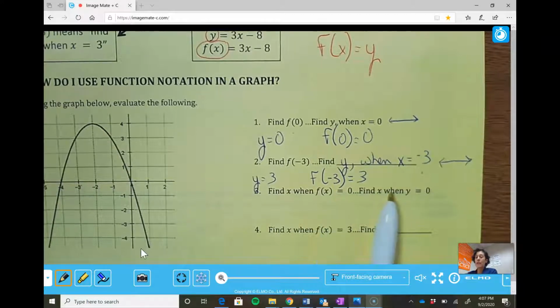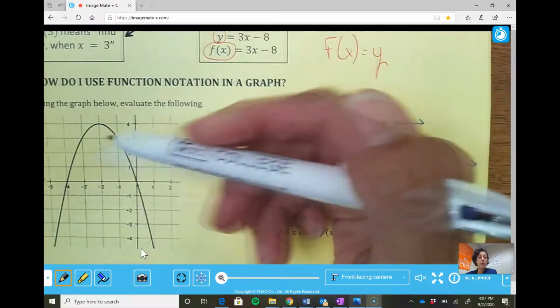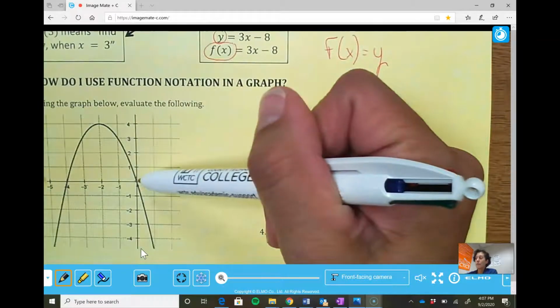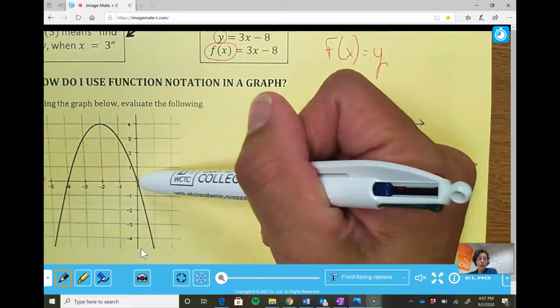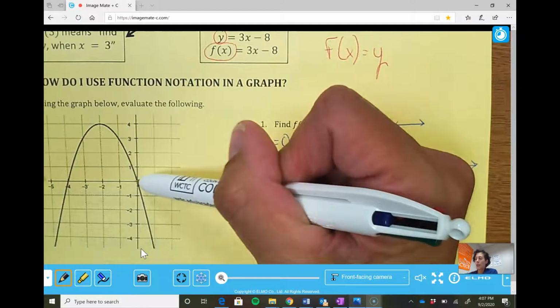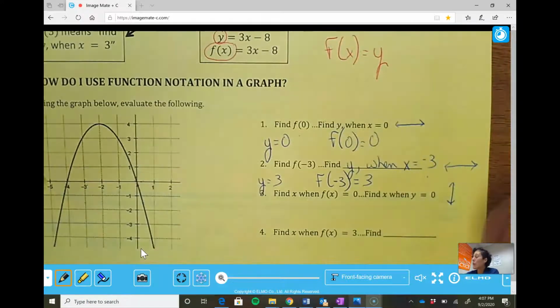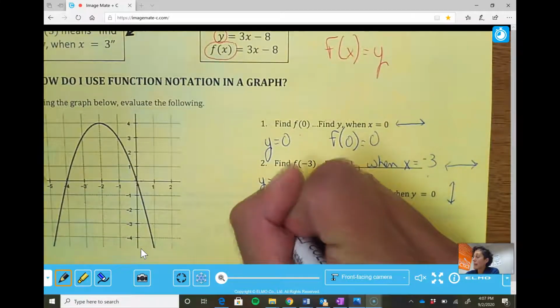And again, that just means find x when y is 0. So y tells me to move up or down. So again, we start at the center, and I'm supposed to go up or down. Well, up or down 0 means I do not go up, and I do not go down. So instead, I'm going to go left or right to reach my shape. And I'm actually on the shape, so I don't have to go anywhere. So since I'm not going anywhere, that means x is 0.